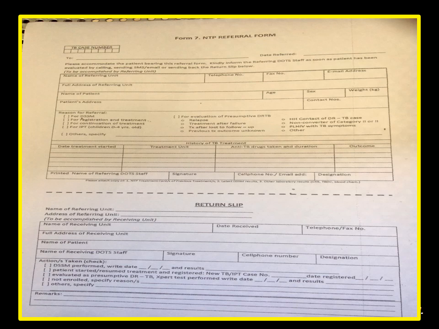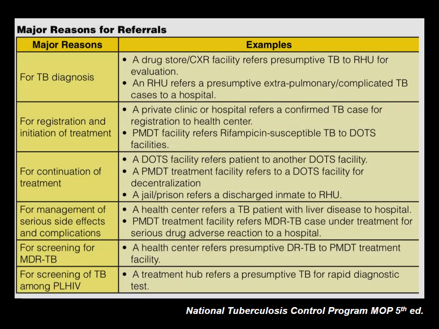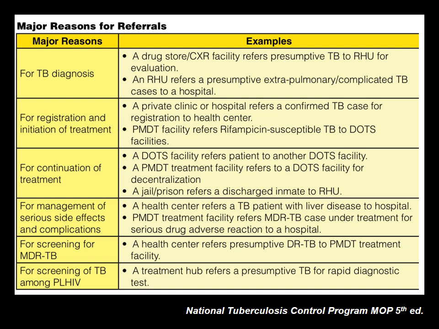All rural health units and city health centers are providing TB services for drug-susceptible TB. For drug-resistant cases, these patients are assessed at PMDT treatment centers in public or private hospitals, health centers, and rural health units. The major reasons for referral include TB diagnosis, initiation of treatment, continuation of treatment, management of serious adverse reactions, screening for MDR-TB, and screening of TB among persons living with HIV.